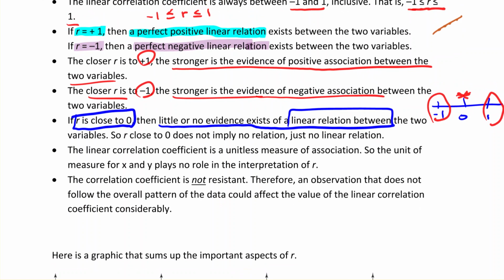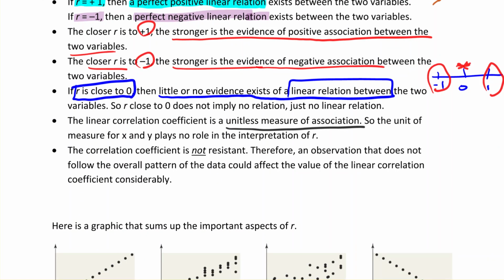The linear correlation coefficient is a unitless measure. There's no unit. The correlation coefficient is not resistant, therefore an observation that does not follow the overall pattern of the data could affect the value of the linear correlation coefficient. All this is saying is that if we have an outlier that is really large or really small, it could affect it a lot. Just like the average, because we're using the mean, which is not resistant, it could change a lot depending on the outlier. The one idea that we saw that is resistant to outliers was the median, earlier in the section in our class.